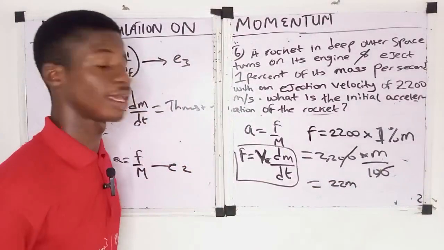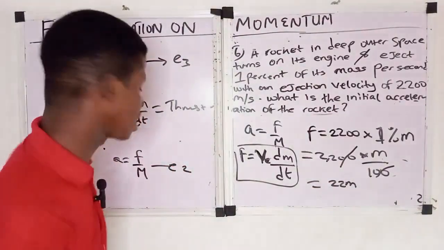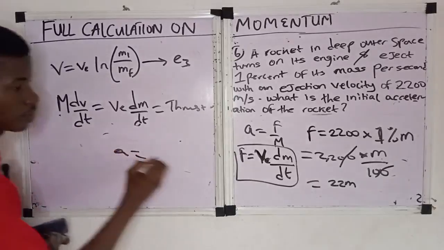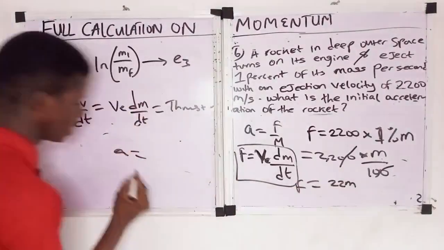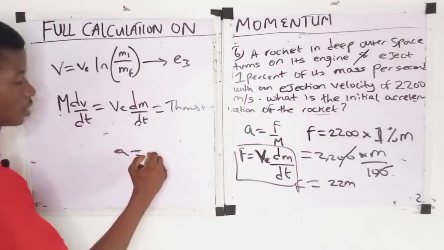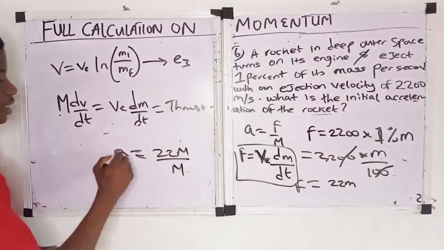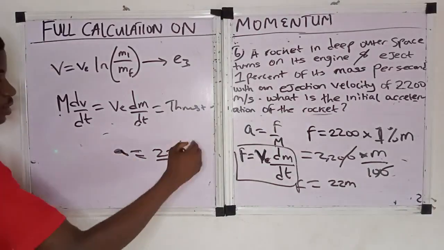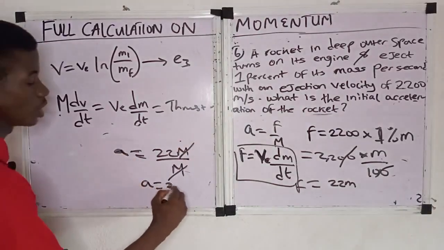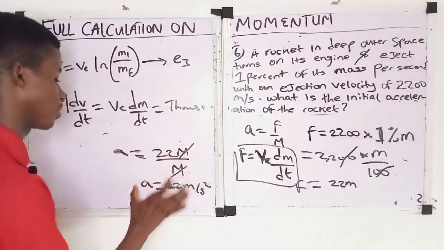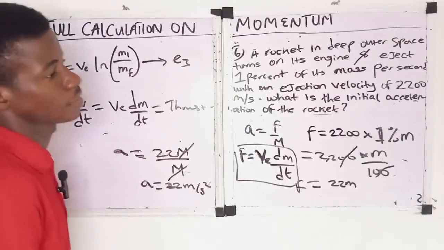What are we looking for? We're looking for acceleration, okay? So we come here, we see acceleration. The force is equals to 22m, right? So our acceleration now becomes force, 22m, divided by m. So this m will cancel this one. So our acceleration is 22 meters per second square. So this is the acceleration, okay?